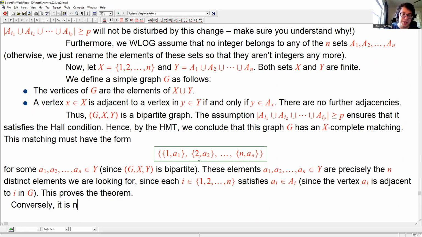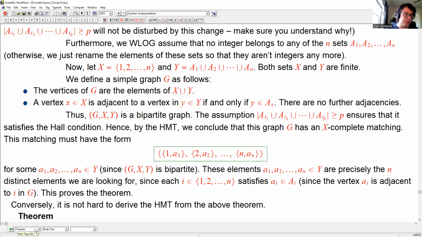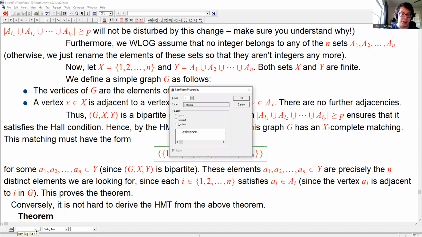And conversely, it is not hard to derive Hall's marriage theorem from the above theorem. So this is not just a consequence, this is actually an equivalent form, but you can do it on your own. It's not something we need to do. So this was the first set theoretical restatement of Hall's marriage theorem. And here is another, which is probably less useful, but I feel like I should state it nevertheless.